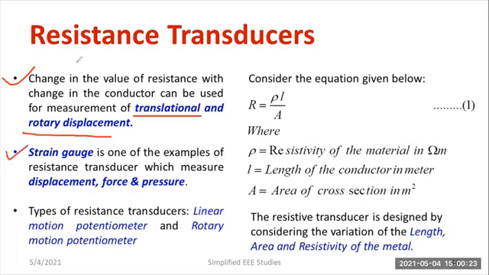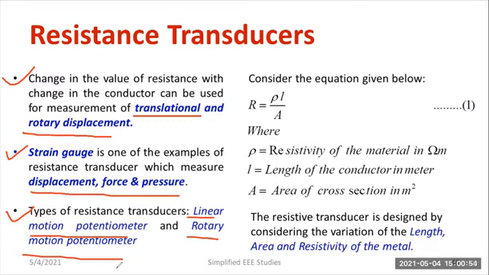One example of a resistance-based transducer is the strain gauge. Let us understand what is happening in the case of a strain gauge. A strain gauge is an example of a resistance transducer which measures displacement, force, pressure, etc. There are two types of resistive transducer: the linear motion potentiometer and the rotary motion potentiometer. In the upcoming slide, we are going to discuss the main classification of resistance transducers.